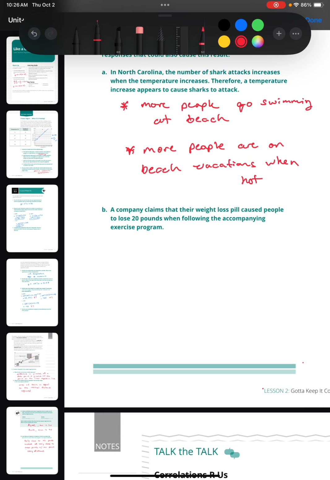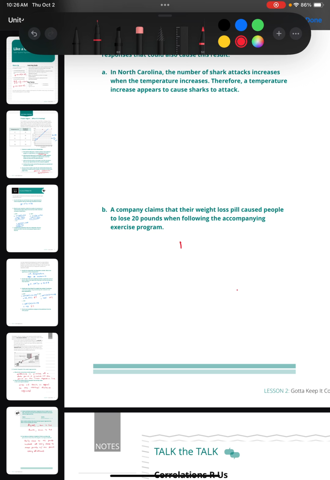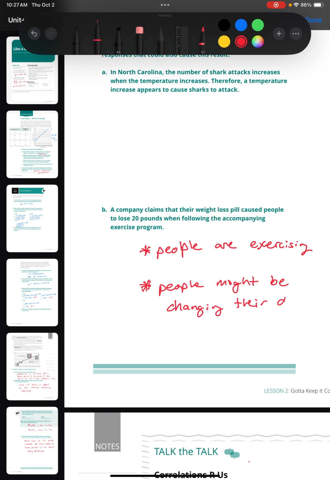And for B, a company claims their weight loss pill caused people to lose 20 pounds when following the accompanying exercise program. Well, they just listed an extra factor there in the statement. People might also exercise. So the people are exercising. And another factor they don't list, people might be changing their diet, which is not mentioned in that statement, which diet alone has just as big an effect as anything listed there between their weight loss pill and an exercise program.